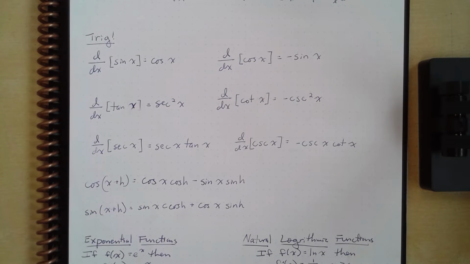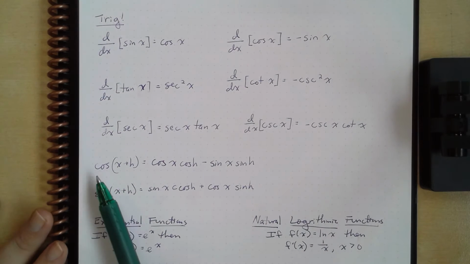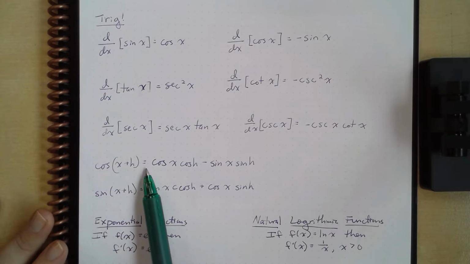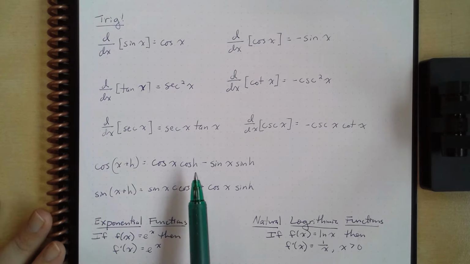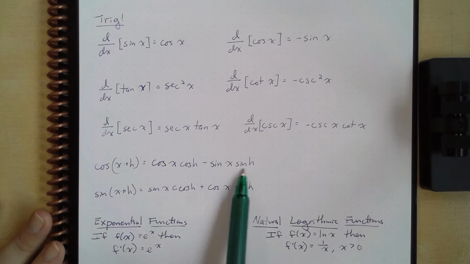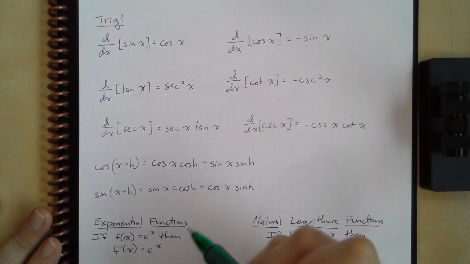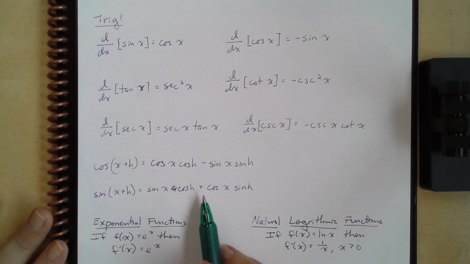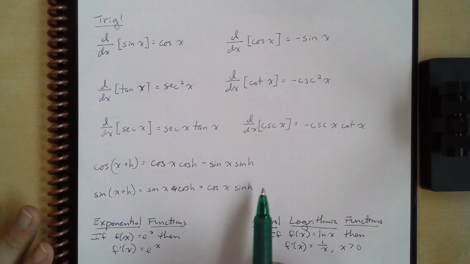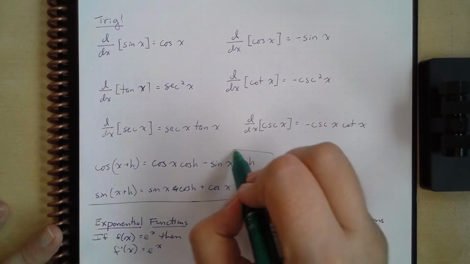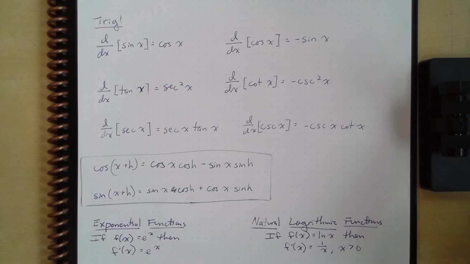I don't have a great way to remember these. You just kind of have to do it. And then finally, something to note. The cosine of x plus h is equal to cosine of x cosine of h minus sine of x sine of h. And sine of x plus h is equal to sine of x cosine of h plus cosine of x sine of h. These are going to be really useful to you when you're simplifying trigonometric derivatives and things get more complicated, so remember those as well.